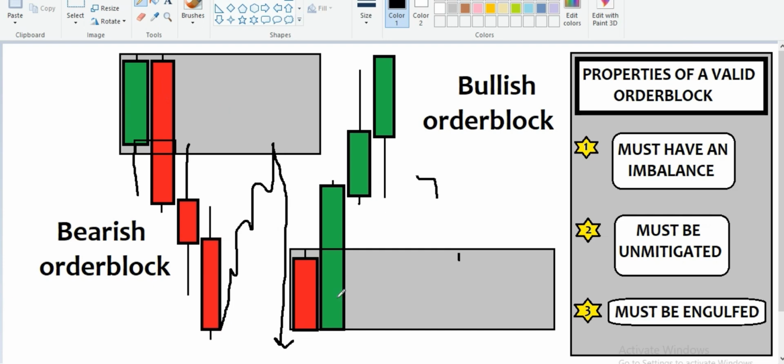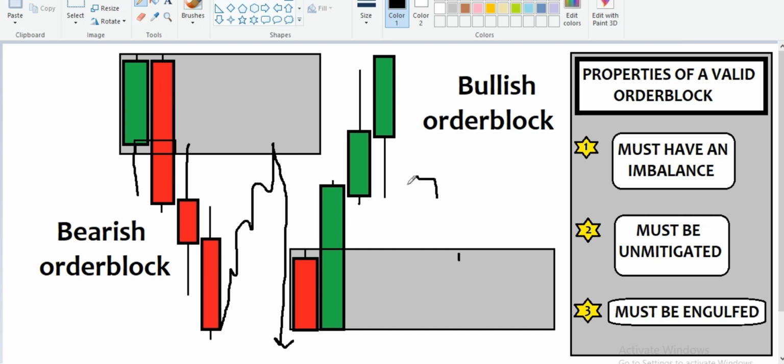Yeah, so like this, it is a very valid order block. These are 3 properties I'm giving you of a valid order block. There are 5 or 6 of them. I'm giving you only 3. You understand? These 3 alone are enough. All right, so that's the imbalance. Number two, it must be unmitigated.